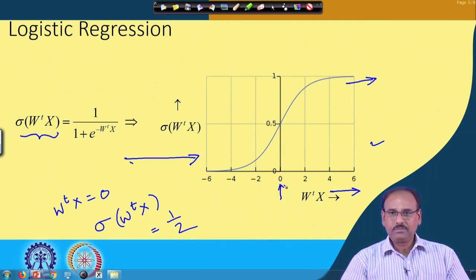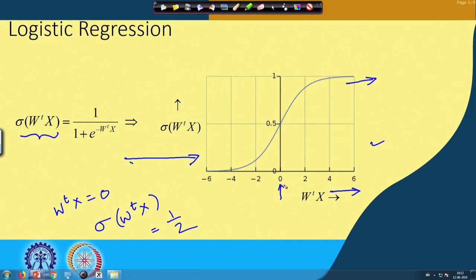That means, if the feature vector lies on the separating plane, it has equal probability of belonging to class omega 1 and class omega 2, or in other words, I cannot really classify the feature vector x. Whereas, as w transpose x becomes greater than 0, its probability of belongingness to class 1 goes on increasing, and when w transpose x becomes very high, that is, the distance from the separating plane is very high, the probability goes towards 1.